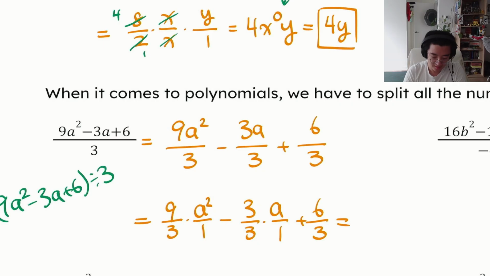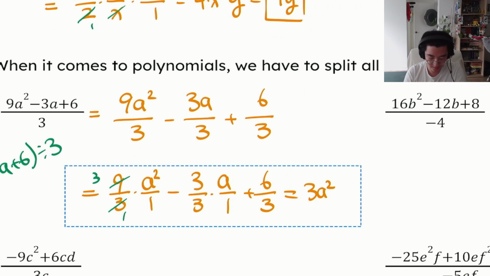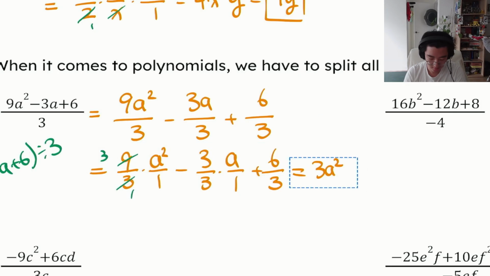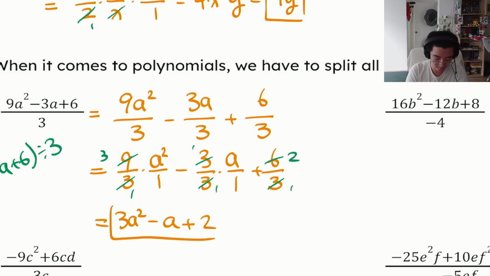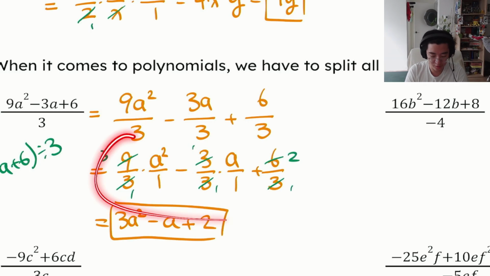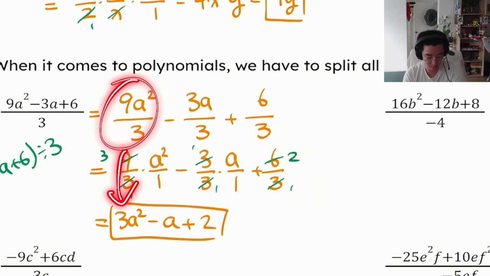9 divided by 3 is just 3. a squared is left as it is. We're gonna run out of space here, so let me adjust this real quick. Next we have 3 and a 3 that cancels out. 3 divided by 3 is just 1. So we're just left with minus a plus 6 divided by 3, which is 2. That's it. Of course, you don't need to show the steps. If you're confident, you can just go from this to that.